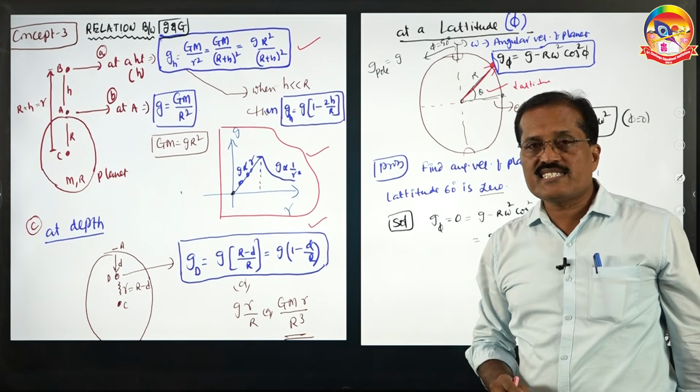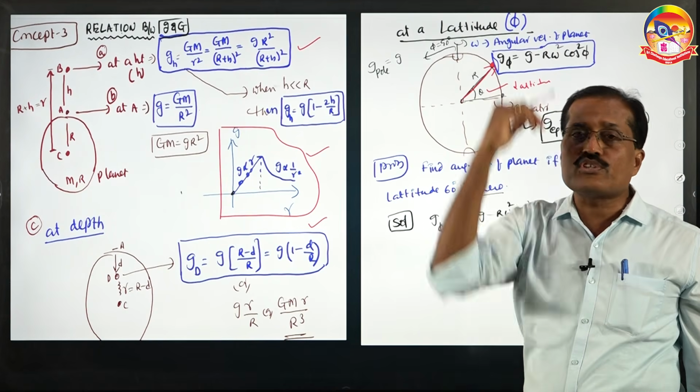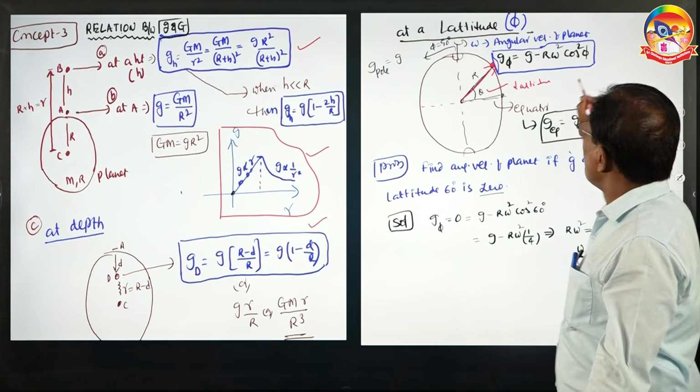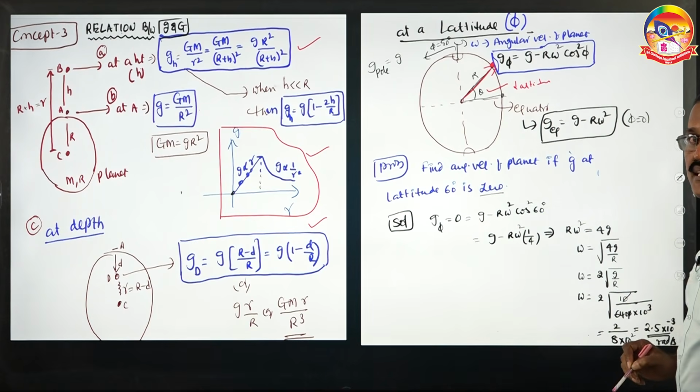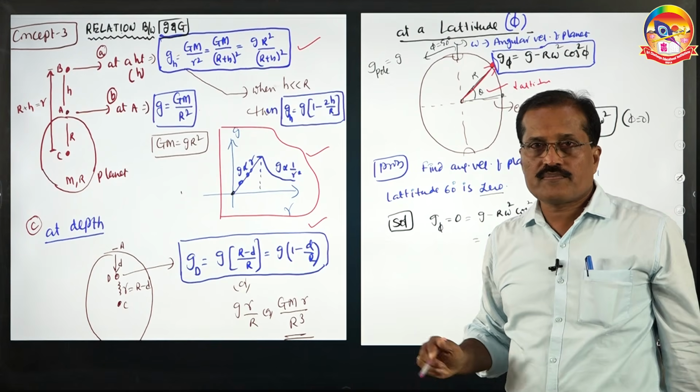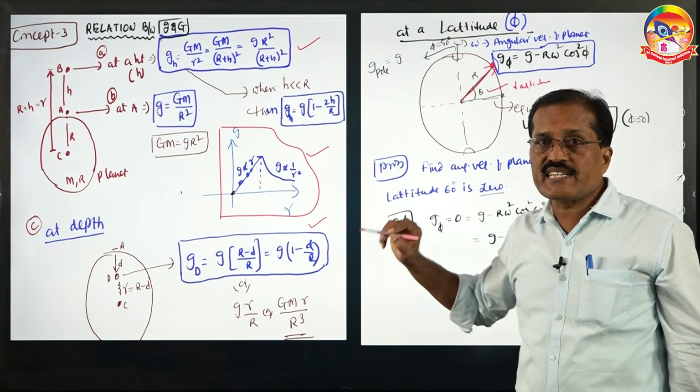What is g? G is the acceleration due to gravity at the poles, r is the radius, omega is the angular speed, and phi is the latitude. Is the latitude the same at all the places? No. At the equator it is almost 0. At the poles it is 90 degrees.